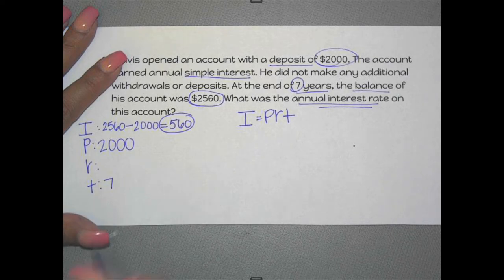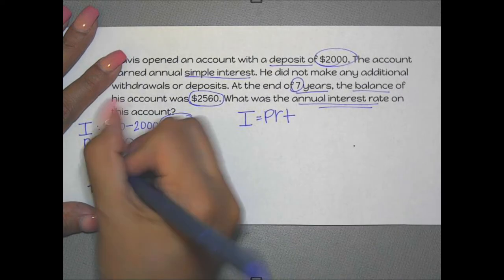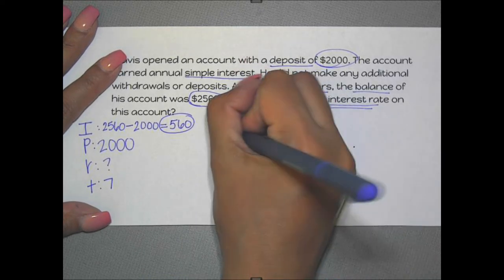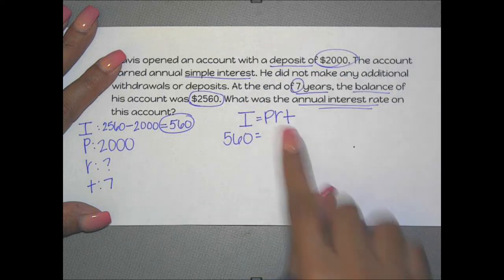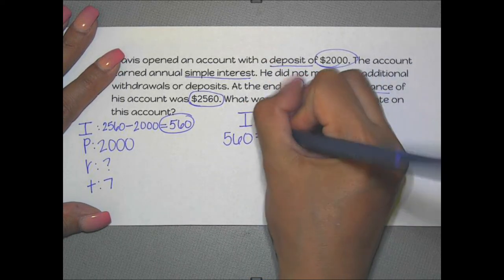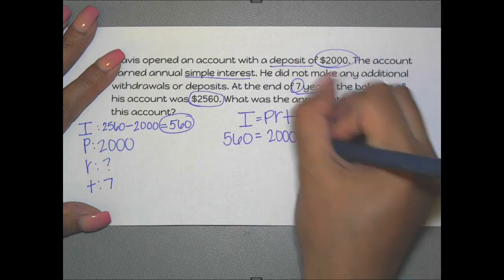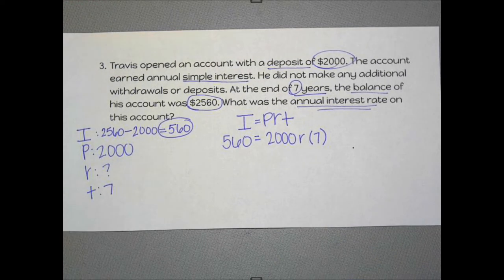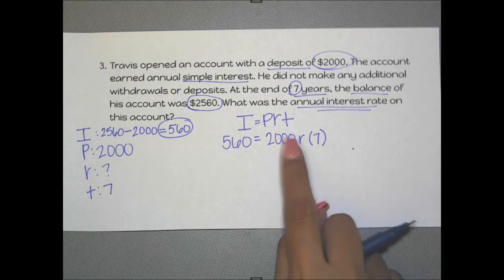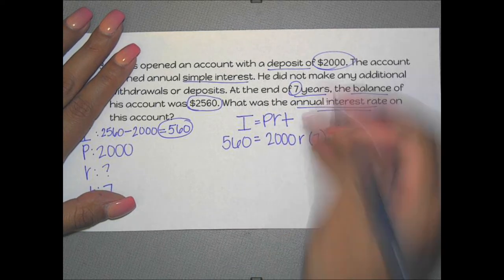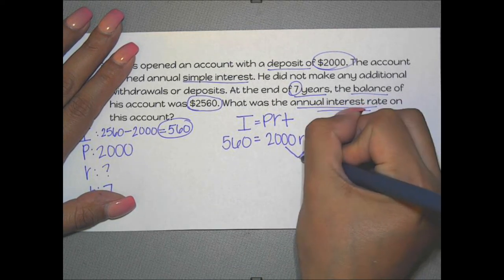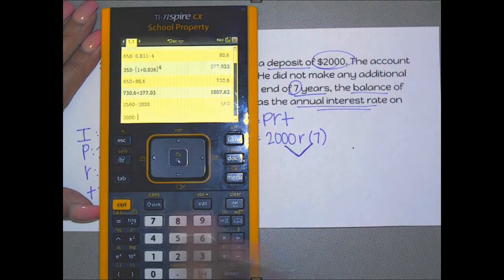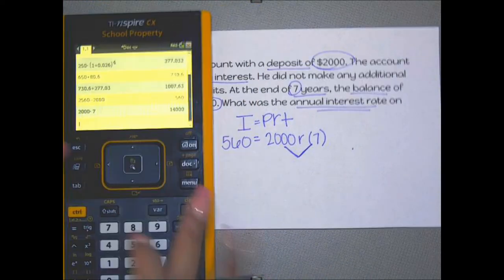Okay. So now that I have information, I'm looking for my interest rate so I can plug in what I know. So interest was 560 equals principal, which is 2,000, times my rate, times my time, which is 7. Now, because this is multiplication, all of these are multiplying, I'm going to go ahead and multiply 2,000 times 7 so that I can see what that is going to equal. And that gives me 14,000.